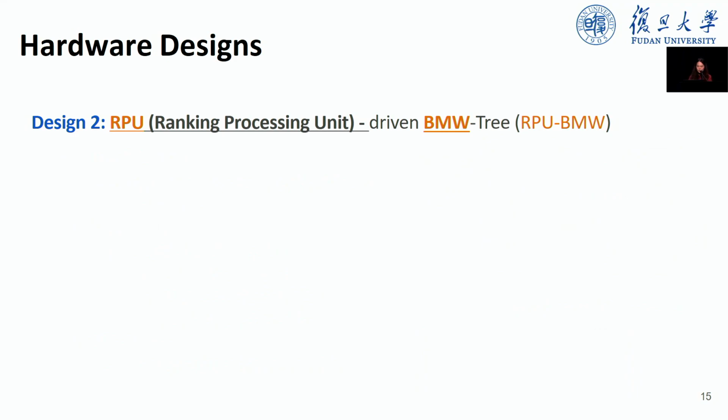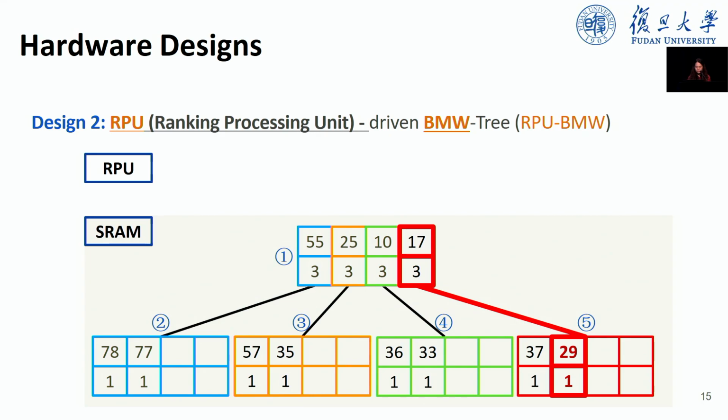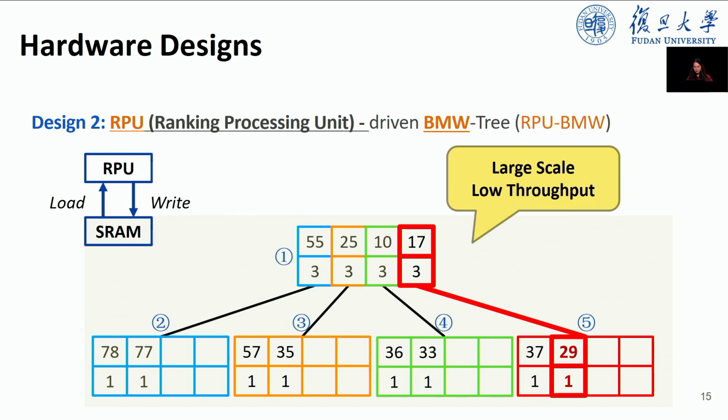To reduce the register usage, we propose ranking processing unit-driven BMW tree, RPU BMW for short. Considering the BMW tree is modularized and the nodes are autonomous, we design a ranking processing unit to complete the computing tasks of all nodes and store all nodes in an SRAM. Nodes are dynamically loaded into or off RPU. For the push 17 operation, node 1 and node 5 are operated by the RPU in turn. This design achieves large scale, but the throughput is low.